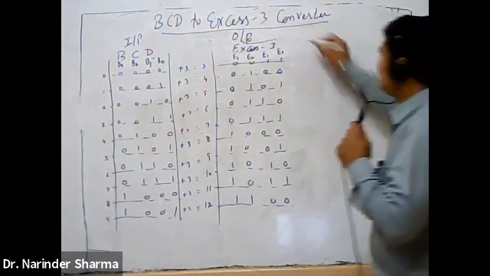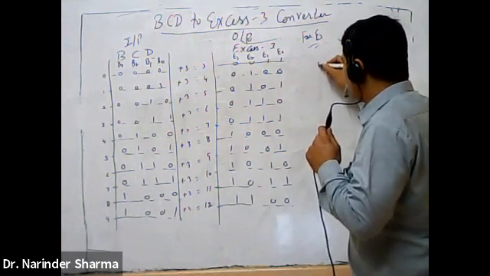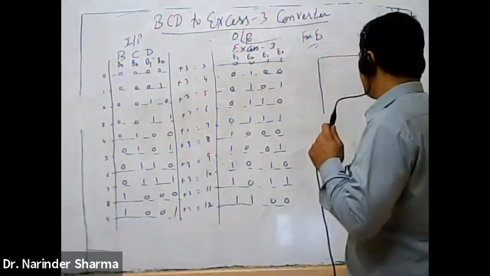Now, for E3, I will design it. It is a 4-variable K-map.